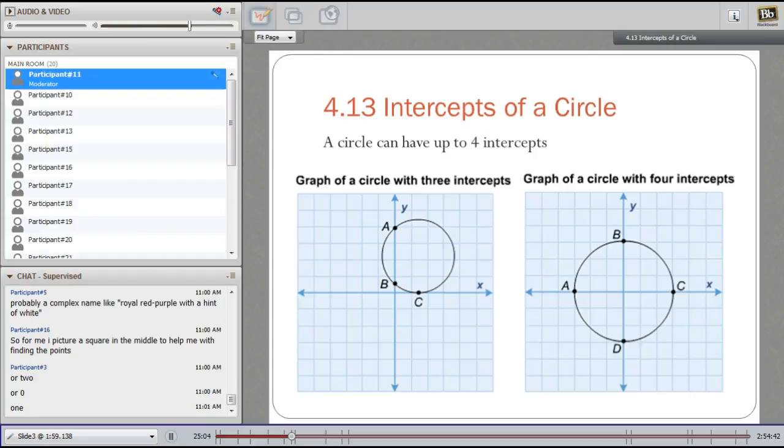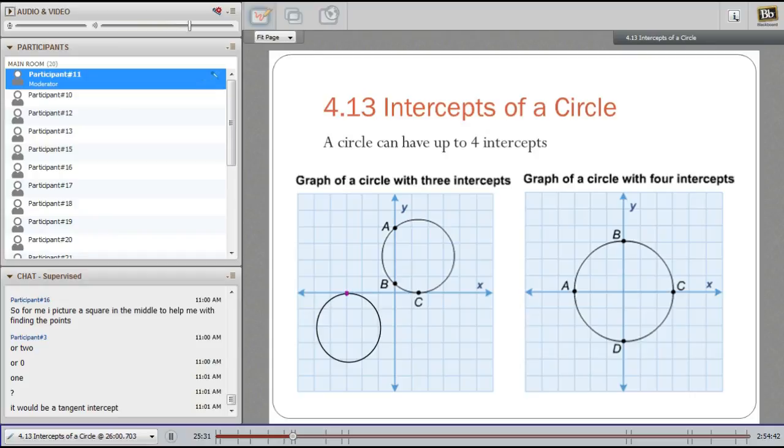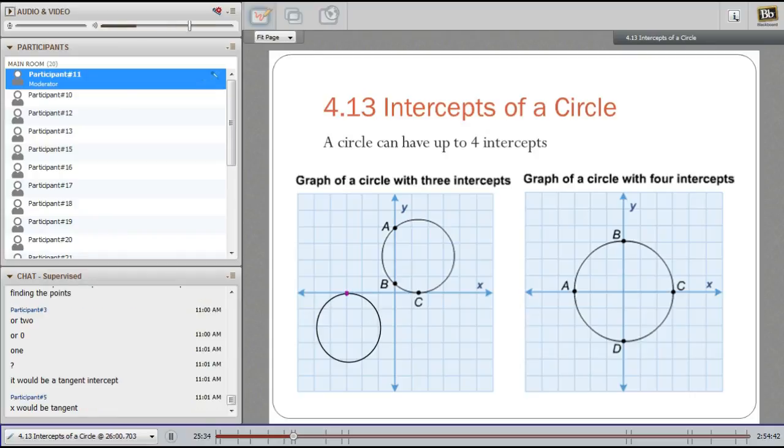You could even have 1 if it just touched. So for example, if you picture this circle, let me switch to my circle tool if it will let me. If I drew a circle and it just touched right there, that would be an example of 1 intercept. Yes, exactly. It'd have to be a tangent intercept. I love that you guys are using that vocabulary. The x-axis would be tangent to that circle. Perfect.